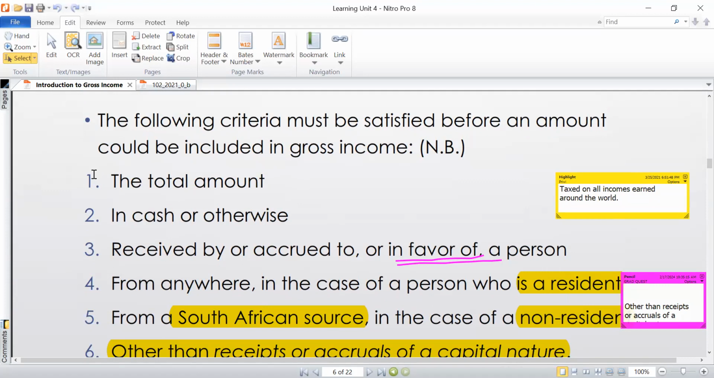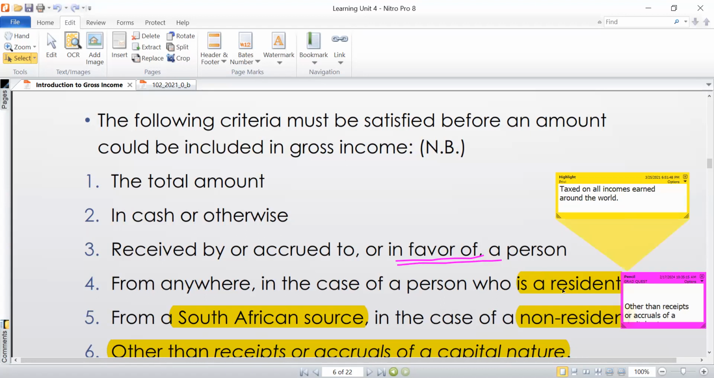So the elements being the total amount in cash or otherwise received by or accrued to or in favor of a taxpayer. So the person there, in this context, can be a natural person, or it can actually refer to a business entity, right? Those are the two classes of taxpayers that we deal with when we are looking at Tax 761, right? And then obviously from anywhere in the case of a person who is a resident.